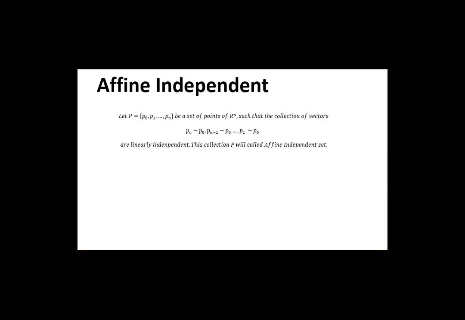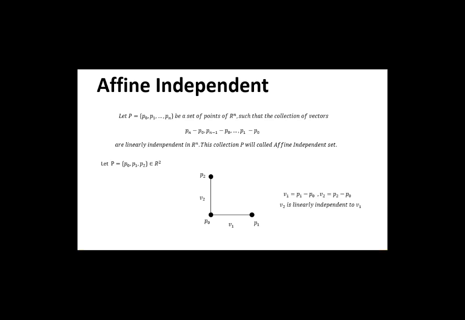Now let us define what is affine independent. So consider P is a set of points, then the difference of each point from the point P naught will form some vectors. And if the set of these vectors is linearly independent, then we call it affine independent. For example, consider this set of points coming from R3, then these V1, V2 are the vectors formed by the difference, and V2 is linearly independent of V1, so we are good in this scenario. Hence, P is an affine independent set.